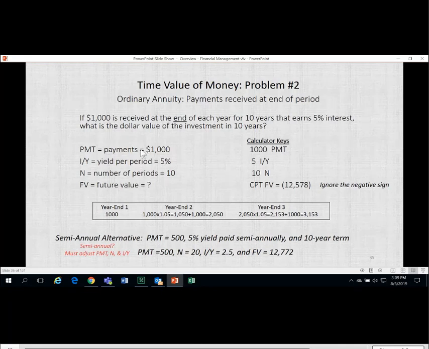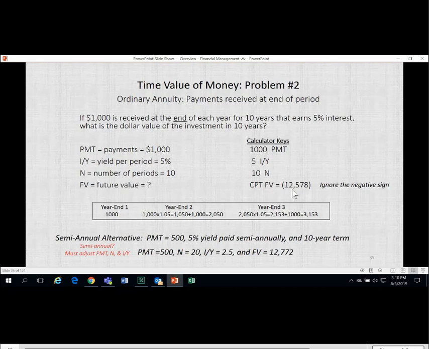So how we do the calculations is pretty much the same. We have $1,000, but since we're receiving it year after year after year, that's a series of lumps of cash. It's no longer present value, it's payment. So our first step, 1,000, hit the payment key. That same 5% yield, so 5 is IY, still have 10 years, so 10 is N. I'm going to compute future value, and I'll find out I got 12,578. And again, ignore the negatives.